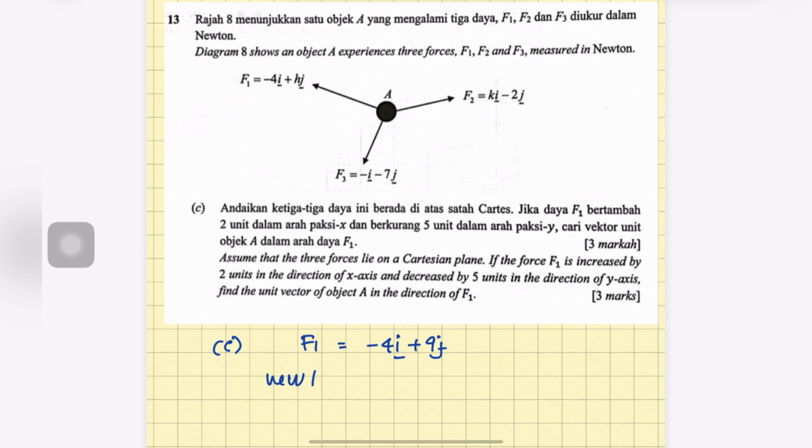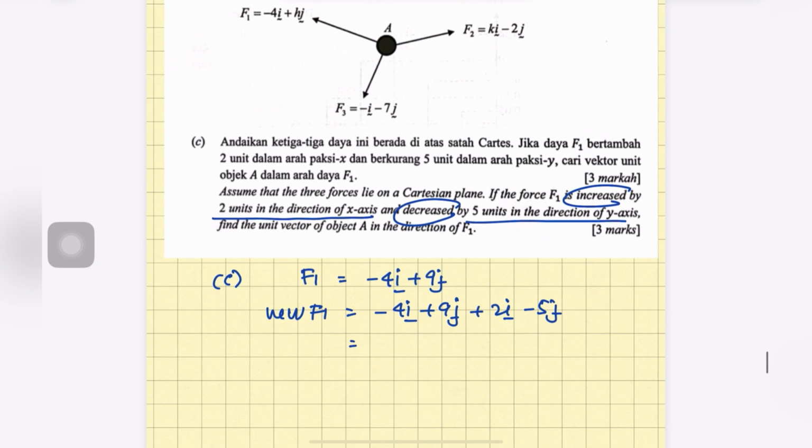So the new F1, increase 2 units in direction x. So negative 4i plus 9j plus 2i. Okay, so decrease 5 units in direction y, so minus 5j. So we simplify, we will get negative 2i plus 4j.